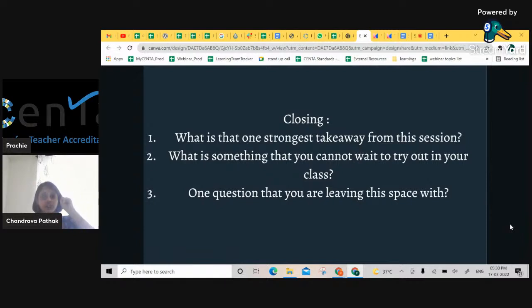What is the one strongest takeaway from this session? A very strong takeaway that you're taking away from this session. Let's take 30 seconds to just write it down in a proper sentence around what that strongest takeaway is.